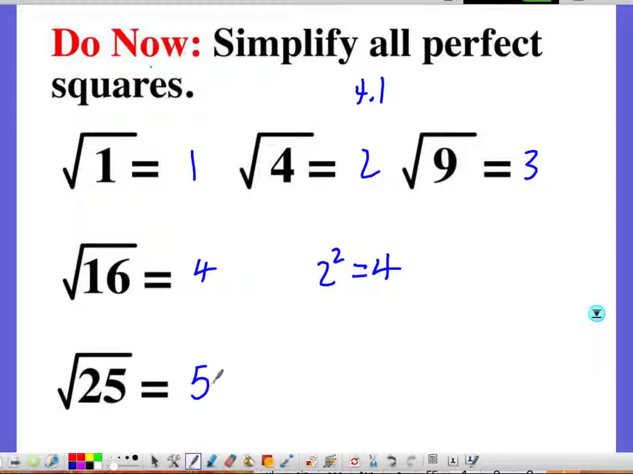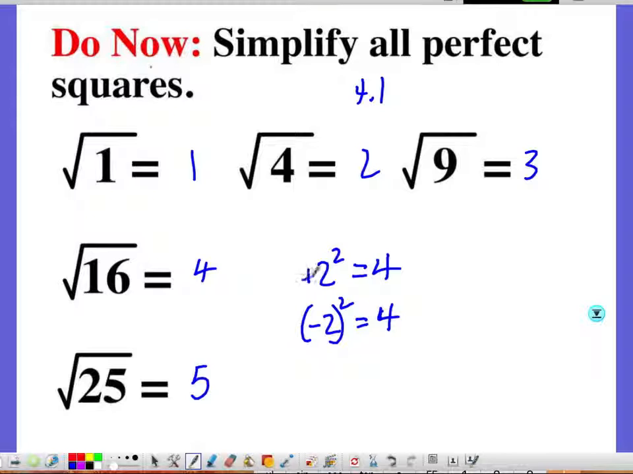Now, my classes were able to get these answers, but then I asked them, there's actually an extra answer for all of these. So if we take a look at the square root of 4, 2 squared gives me 4, but what other number, when I square it, also gives me 4? It took a while, but eventually negative 2 squared also gives me positive 4.